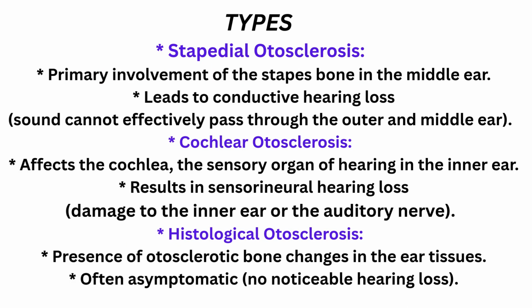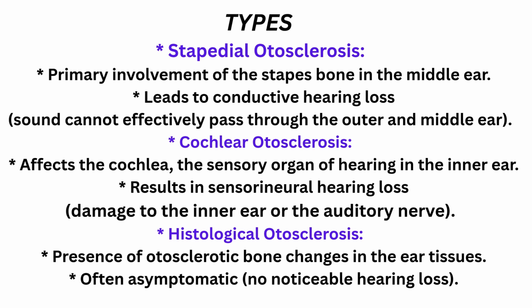There are also three types of otosclerosis. Number one is stapedial otosclerosis. It involves the stapes bone and leads to conductive hearing loss, which I gave you the concept of at the start of the video. The second one is cochlear otosclerosis. It affects the cochlea, which I showed you in the diagram, the blue one or the yellow one. If it affects the cochlea, it results in sensorineural hearing loss, because the cochlea is supplied by the vestibulocochlear nerve, which is the auditory nerve.